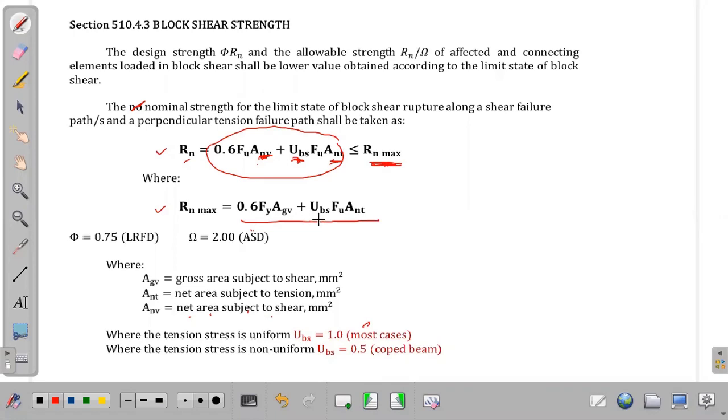0.6 FY AGV plus UBS FUAN. Okay? So yung nominal strength natin should be less than Rn max. Okay? That is given by the code. Paano pagka ang computed Rn, yung nominal strength natin, is greater than the Rn max?